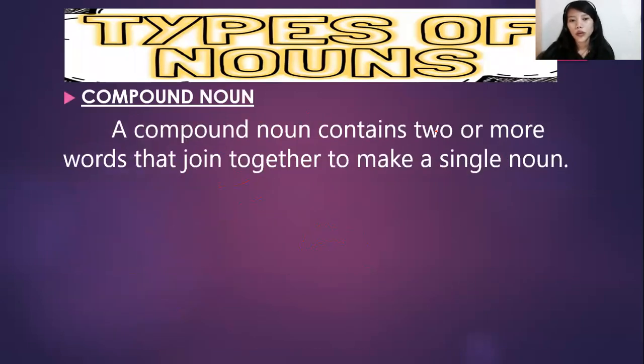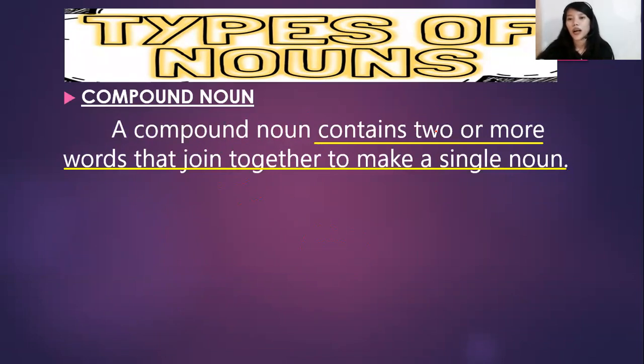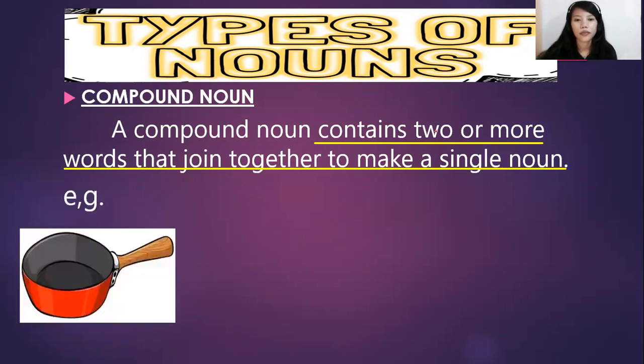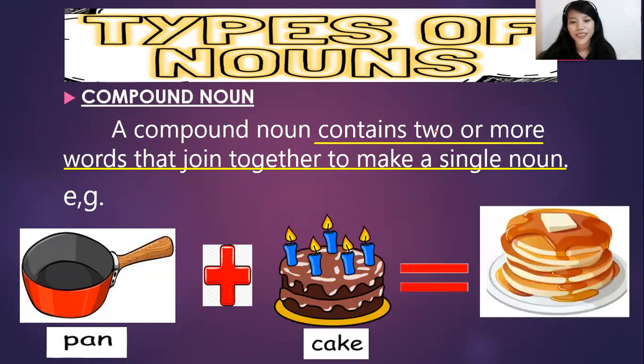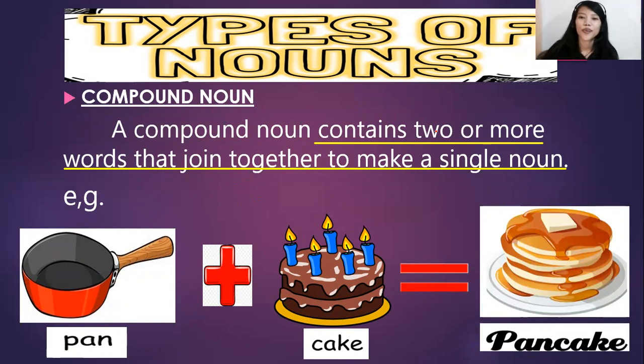Next type of noun, we have the compound noun. What is a compound noun? A compound noun contains two or more words that join together to make a single word. These are nouns that have two words joined together to create new words. For example, pan plus cake equals pancake. So when we say compound noun, we have two words joined together to create a new word.